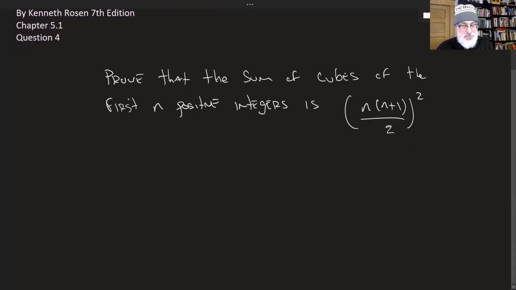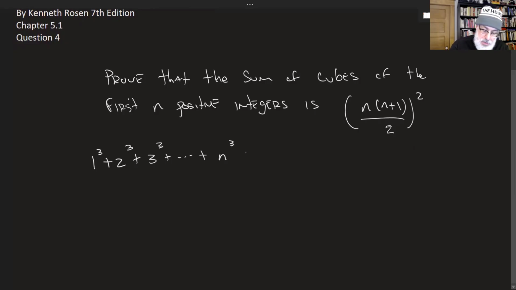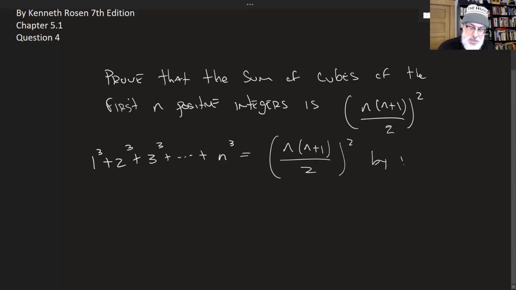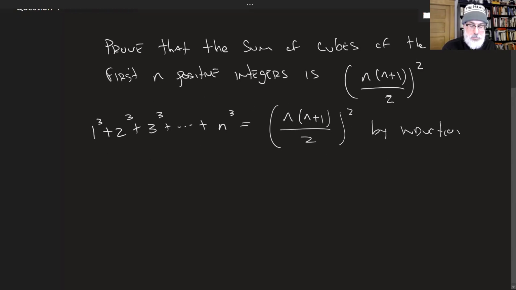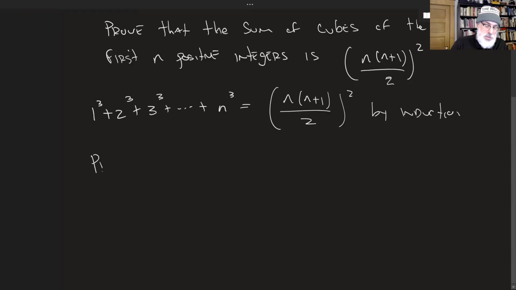All right, so the sum of cubes. In other words, 1 cubed plus 2 cubed plus 3 cubed plus ... all the way up to n cubed is equal to the quantity n times n+1 divided by 2 squared. And we want to prove this by induction on n. So here's the proof. And we'll write by induction.